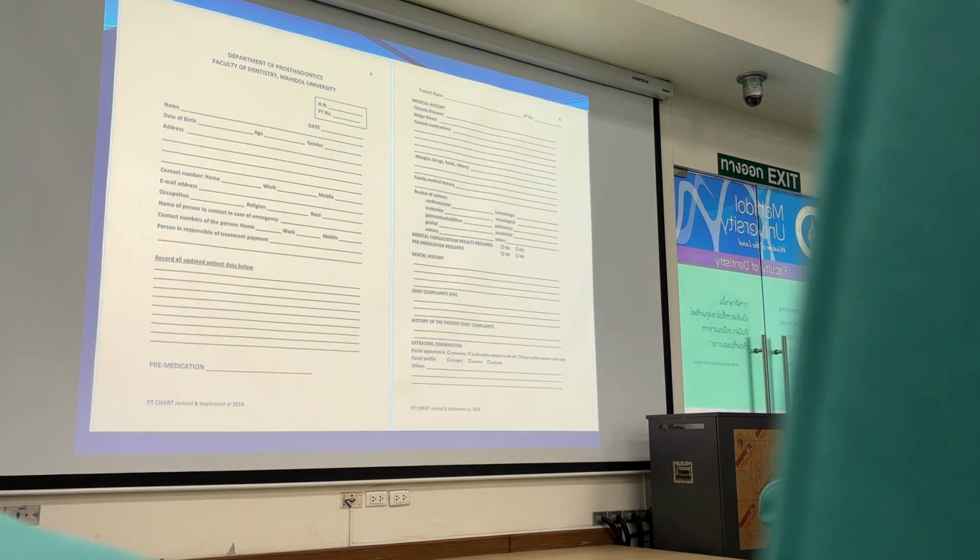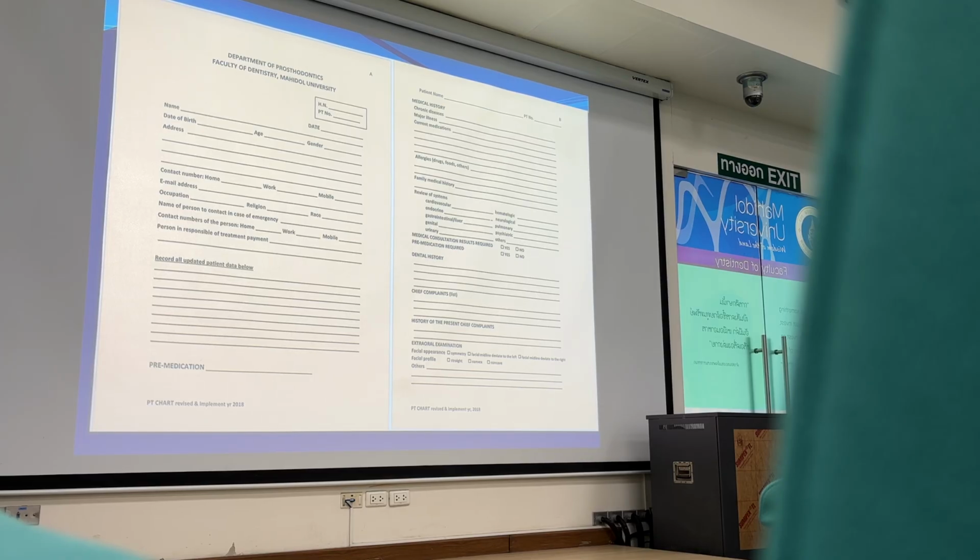Okay, charting and record. This is the chart record we use in the clinic. It's maybe the guideline for you to check all the information for your patient. Even if you find something, you write it down. You know the pre-medication, you ask the patient. How about the medical history? How about the dental history? How about the chief complaint?